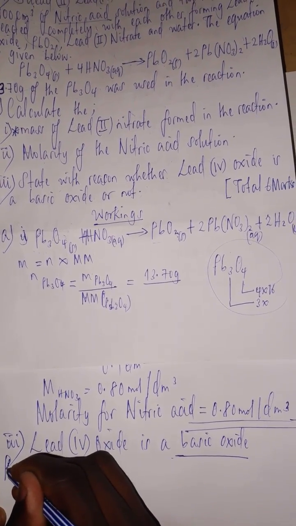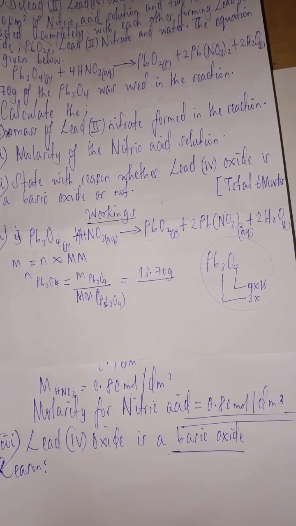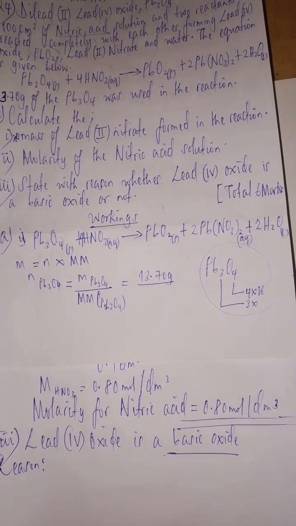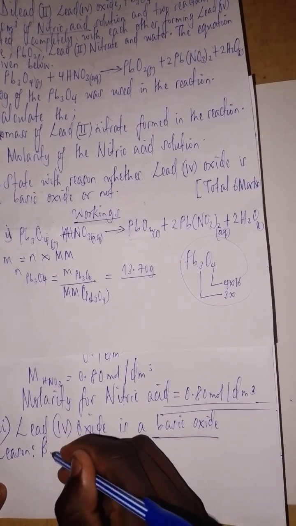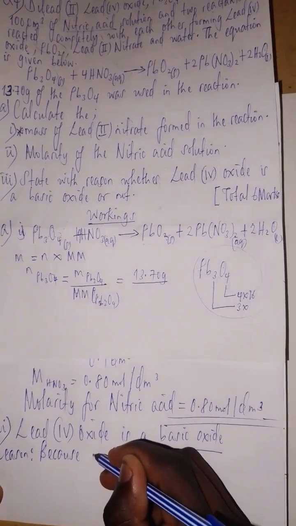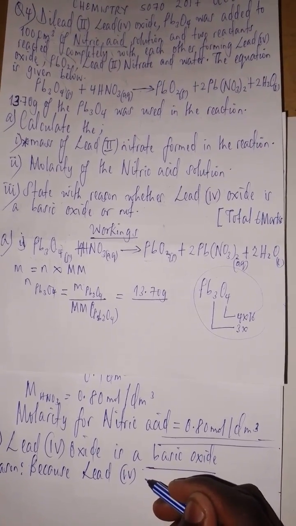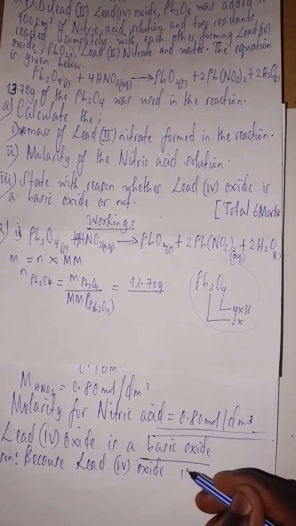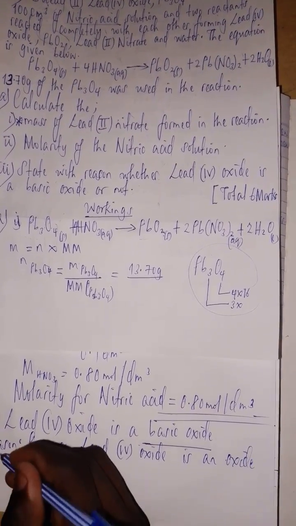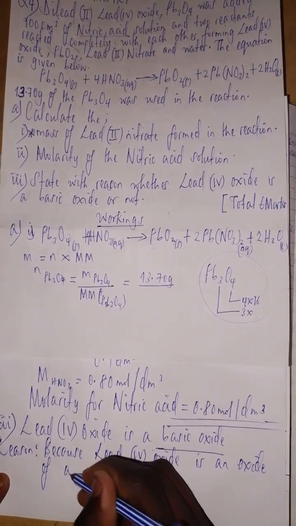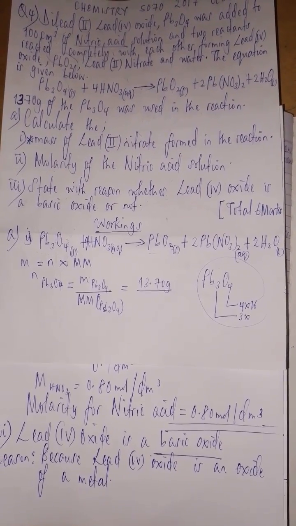What is the reason to that? The reason is very simple. An oxide of a metal is simply lead 4 oxide. So the reason is because lead 4 oxide is an oxide of a metal. So all oxides of metals are simply basic oxides.